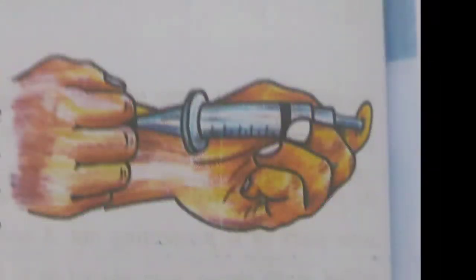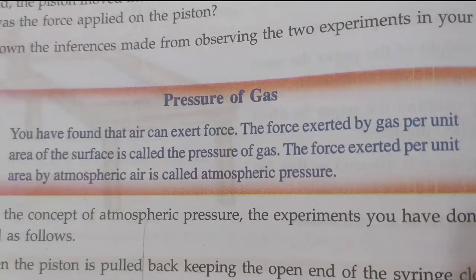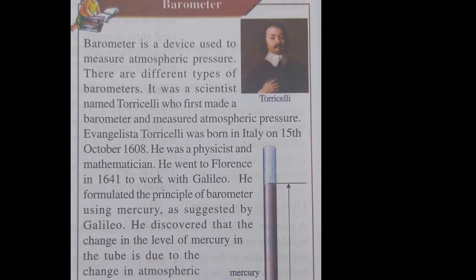We learned the pressure of gas through the working of syringe. The force exerted by gas per unit area of the surface is called the pressure of gas. There is air in the atmosphere. The force exerted per unit area by atmospheric air is called atmospheric pressure. Barometer is a device used to measure atmospheric pressure.